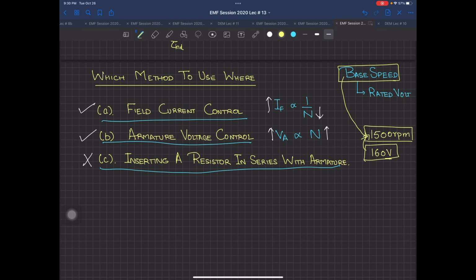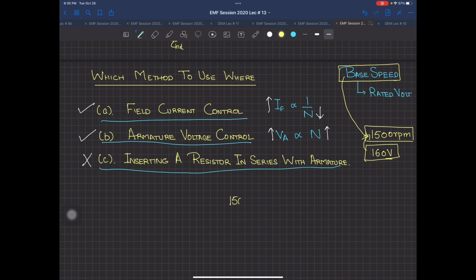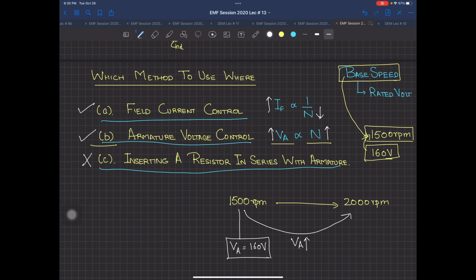Now, supposing you want to change your motor speed from 1500 RPM to something like 2000 RPM. What do you have to do? We know that you have the B method where you can increase the armature voltage and thereby increase your speed. So you can increase your VA and go to 2000 RPM. Sadly, that is not possible. Why? Because at 1500 RPM, your armature voltage is already 160 volts, which is the rated voltage of your machine. So you cannot go beyond it.